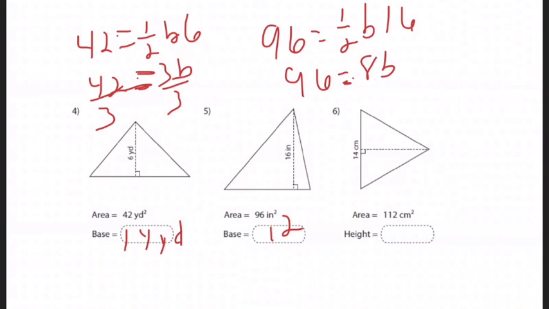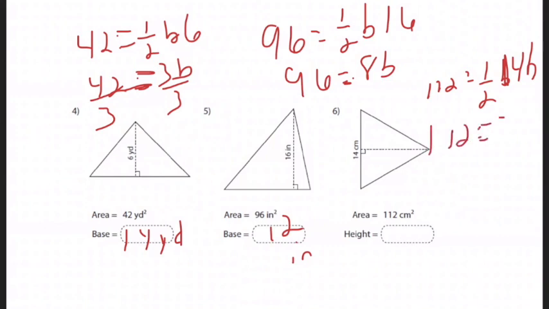All right, this one, and it's inches. This one, it's 112 equals 1/2 b. Oh, sorry, they give us the base. 1/2 of 14 times the height. So it's 112 equals 7h. Divide by 7, divide by 7. If you divide by 7, I think it's 16. So it's going to be 16 centimeters. Let's just double check that. 112 divided by 7.